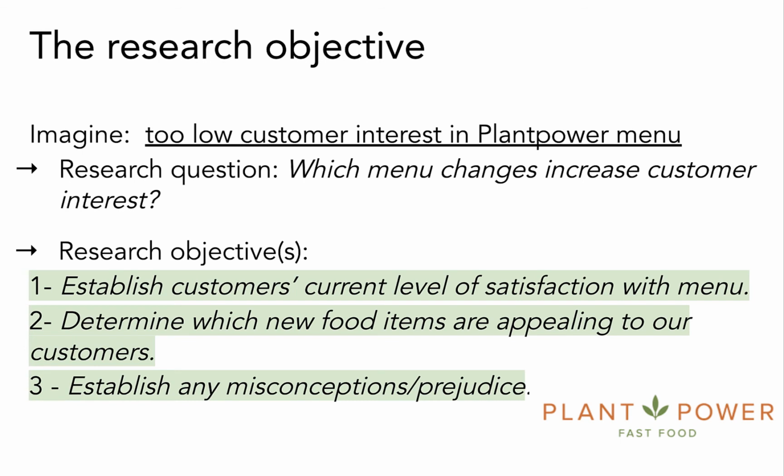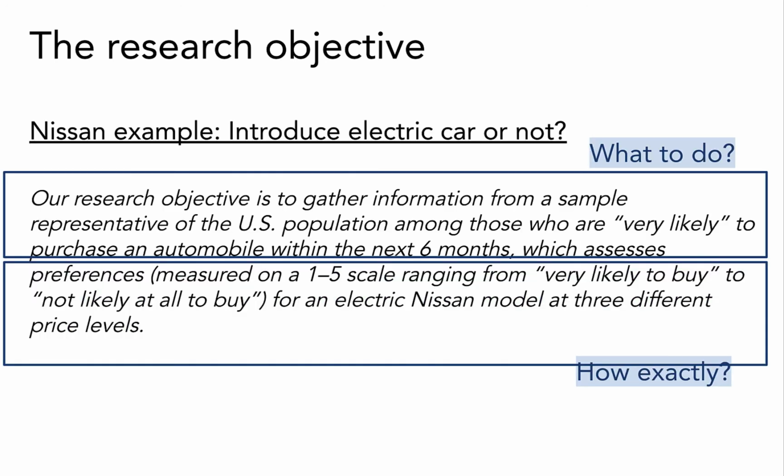A first research objective could be establishing customers' current level of satisfaction with the menu. So you want to know the baseline. You want to know how happy they are with the current menu. Second, you want to determine which new menu items are appealing to customers. So you could find out what kind of new stuff they want to add to the menu. Third, you want to establish if there's any misconceptions or prejudice regarding plant-based fast food, because that could be an actual underlying cause of the issue too. So these are research objectives, very specific goals you want to attain in terms of research.